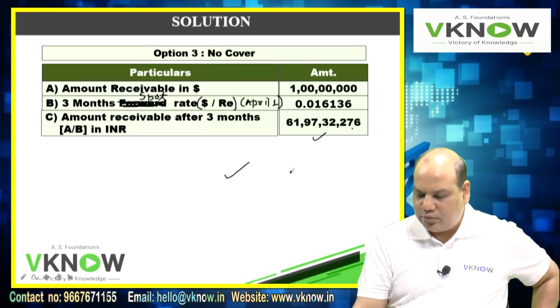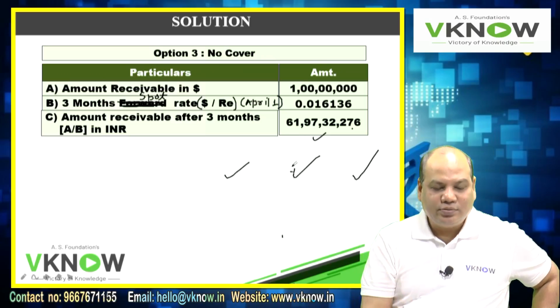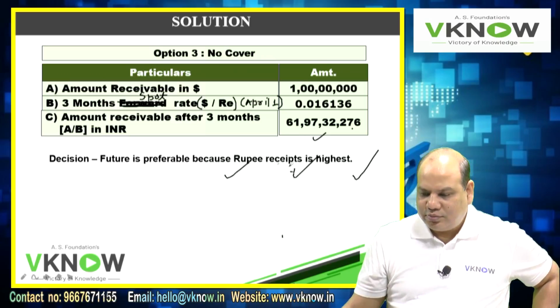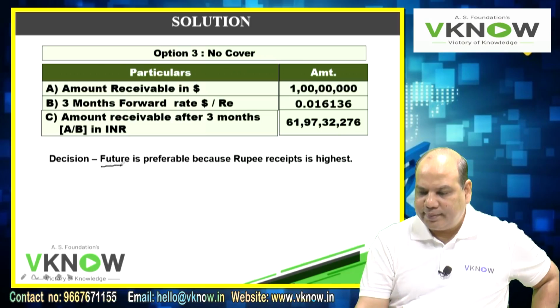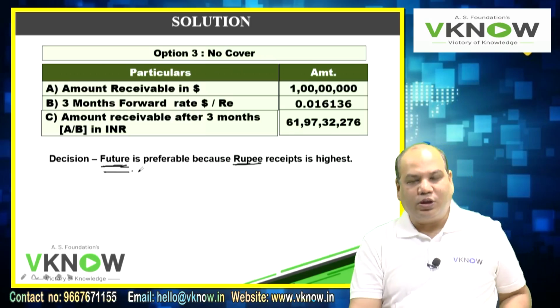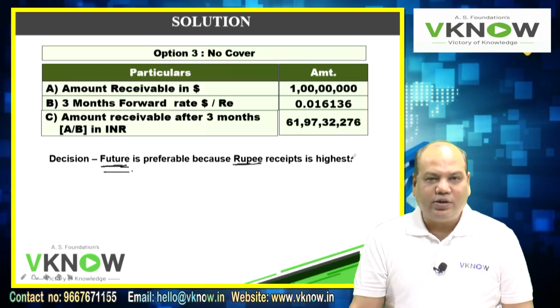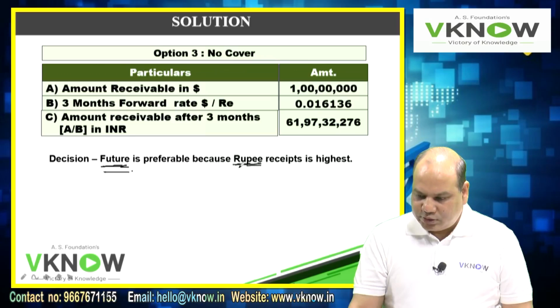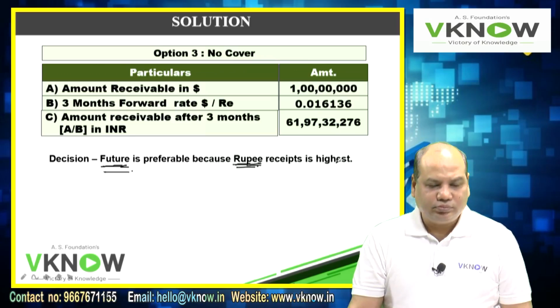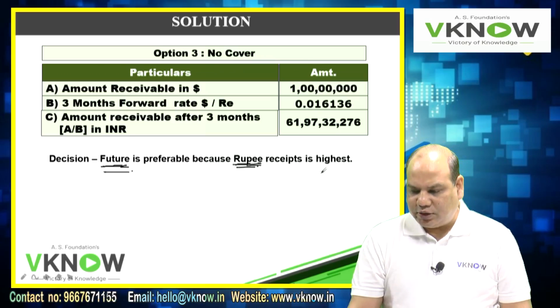Compare forward, future, no hedging. See which figure is highest. So you will write again the same decision. Coincidentally, future is preferable. If it is an inflow maximization problem, select the alternative which has higher rupee inflow or home currency inflow. So future is preferable because rupee receipts is highest.